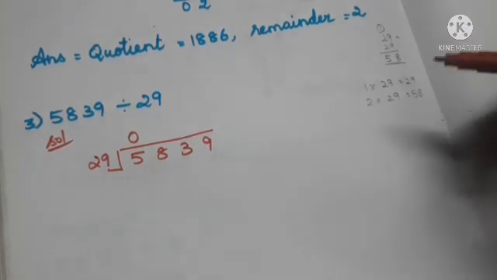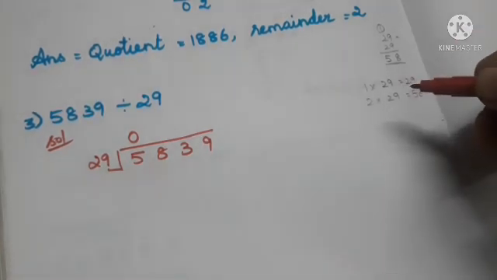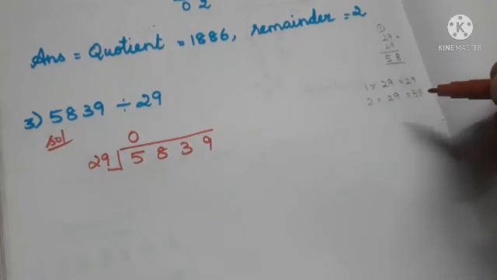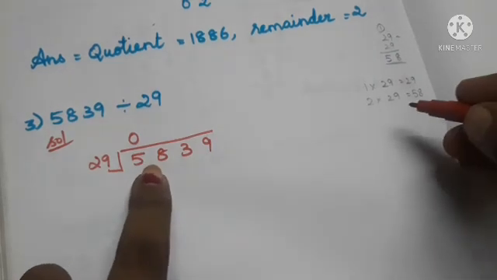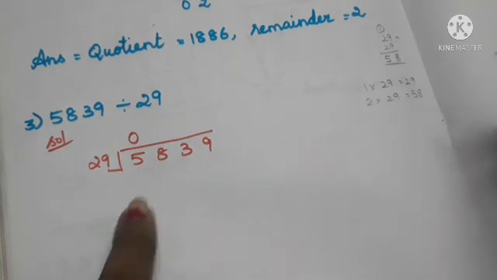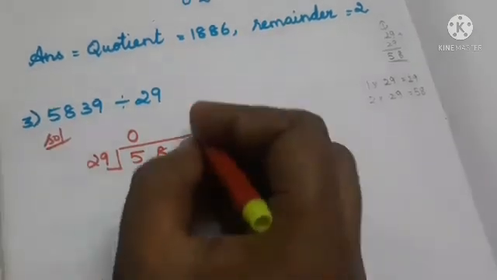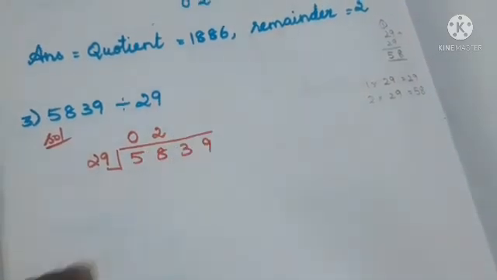So look here, we have written the 29 table. 1 into 29 is 29, then 2 into 29 is 58, isn't it? The exact value we got, 58. Here also we have 58. If you multiply 2 into 29 it is 58. So we can write 2 here.